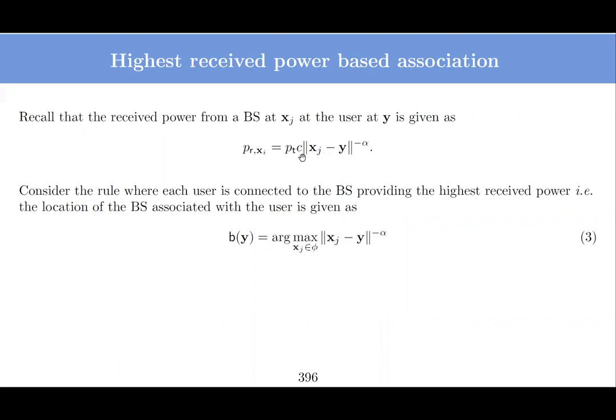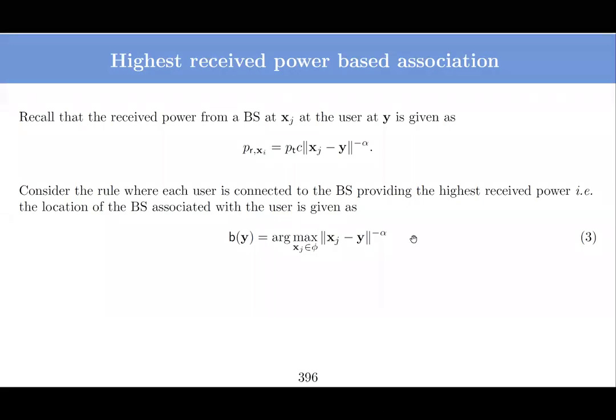Since the transmit power is constant, this eventually ends up telling which one will give the maximum value of the norm of x_j minus y to the power minus alpha. So for any location y, I want to calculate the argument of this maximization problem, the x_j which will maximize this, and I will connect y to that base station. So I will associate that base station as the base station of location y.